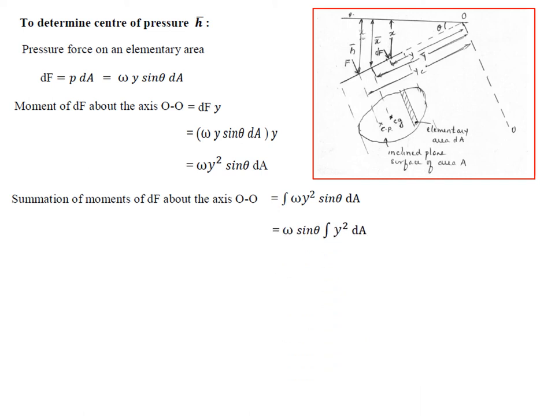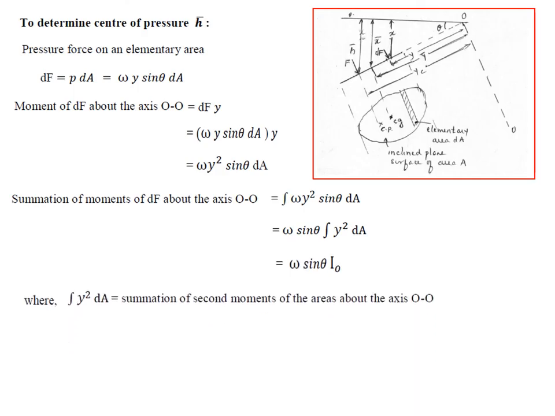But here, dA into y is the first moment of area, multiplied by y is the second moment of area. So it is the summation of second moment of areas. About which axis? It is about axis O. So therefore we will get the moment of inertia of the plane surface about axis O, because the moments are taken about the axis O. So it has to become W sin theta I naught, where I naught is nothing but the summation of second moment of areas about axis O, which is the integral of y square dA.